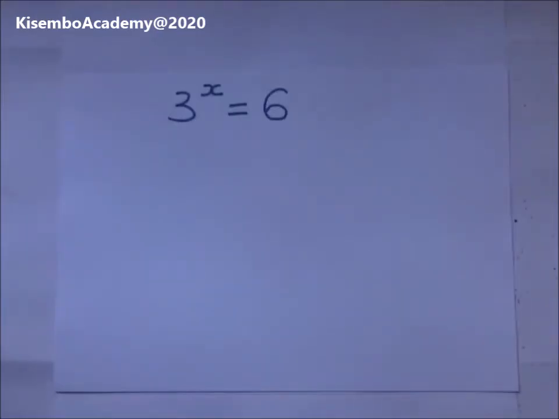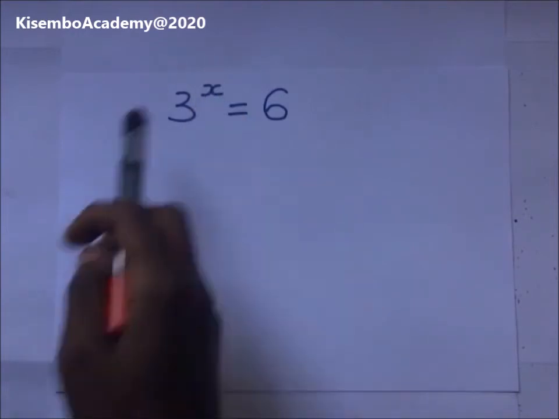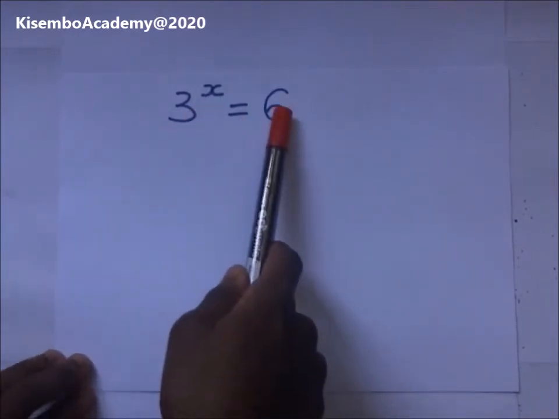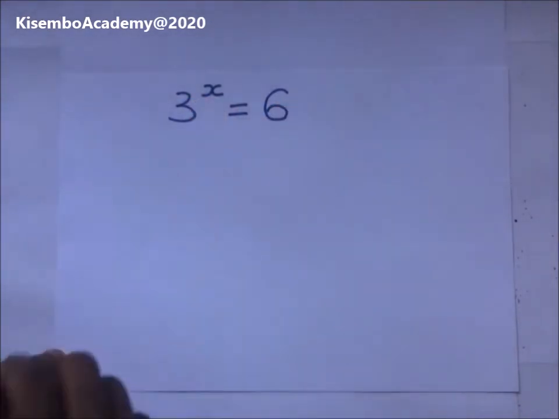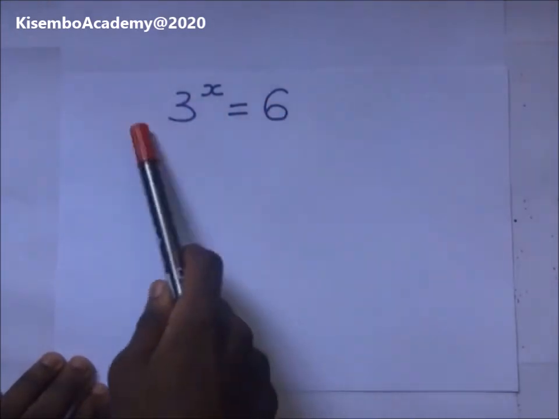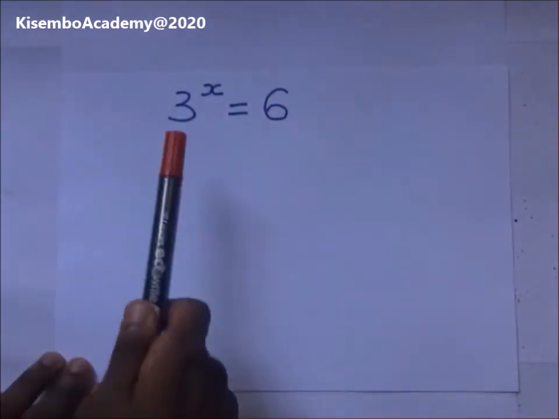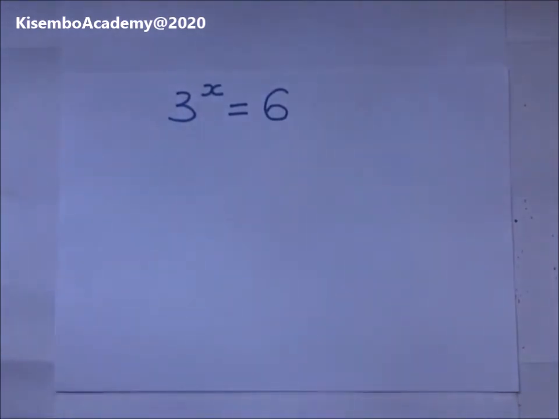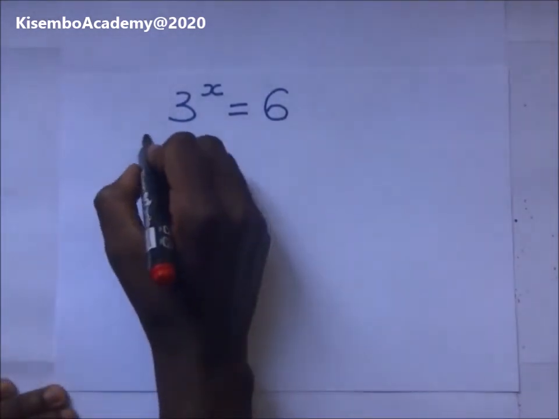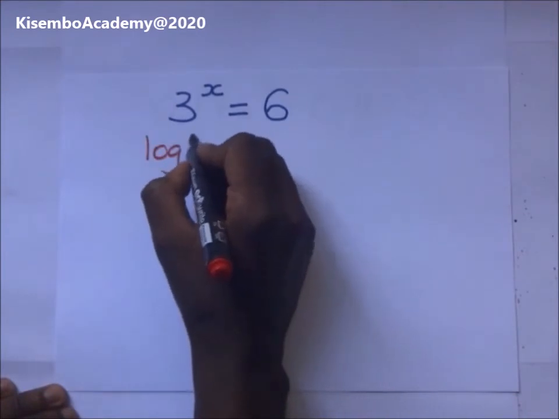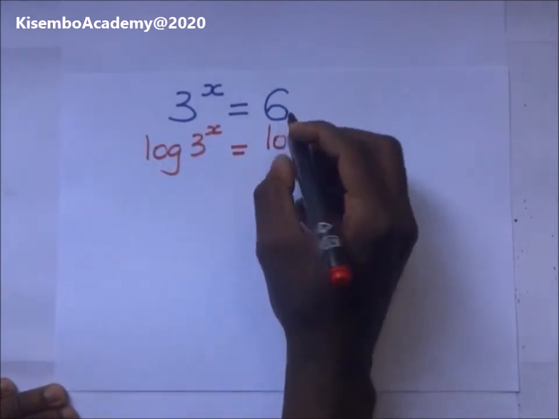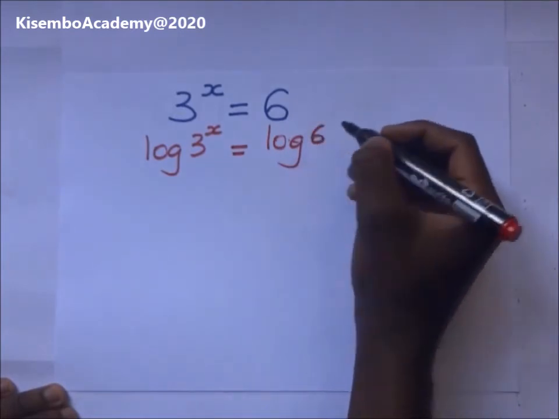In this number we are required to find the value of x using logarithms. So in using logarithms here to find the value of x, we are going to introduce logarithm of base 10 on both sides of this equation. So we shall introduce log this way and log that way, and we proceed. So this is going to become the logarithm to base 10 of 3 to the power x is equal to the logarithm to base 10 of 6.